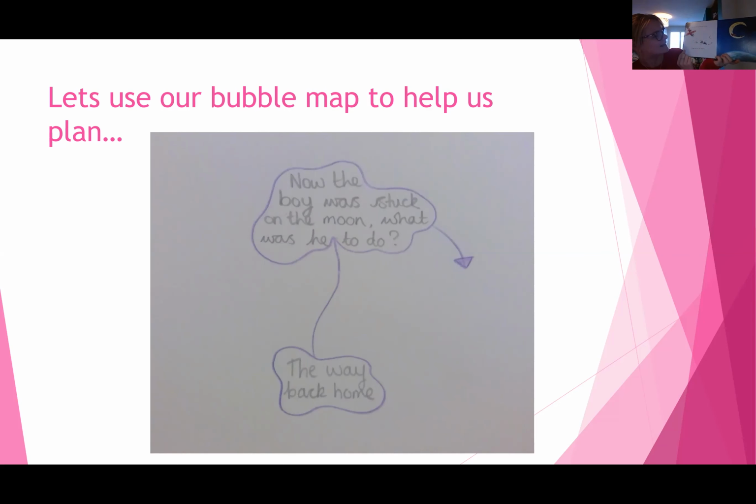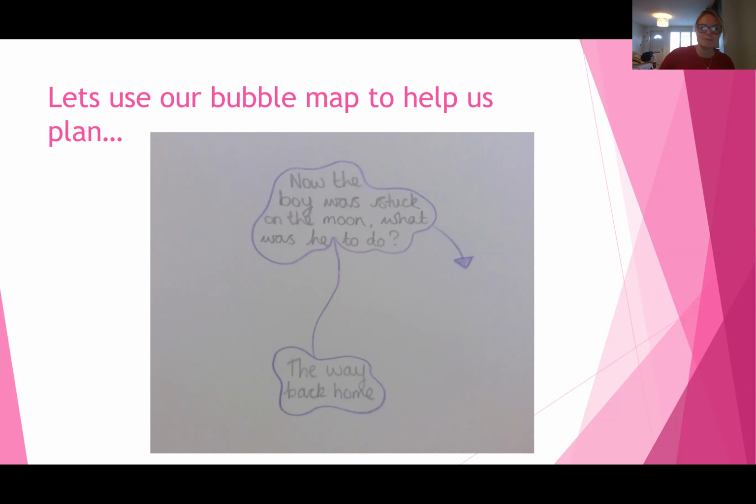Suddenly the plane spluttered. It had run out of petrol. Now the boy was stuck on the moon. What was he to do? So that is where your story is going to stop. And then your alternative ending is going to start.